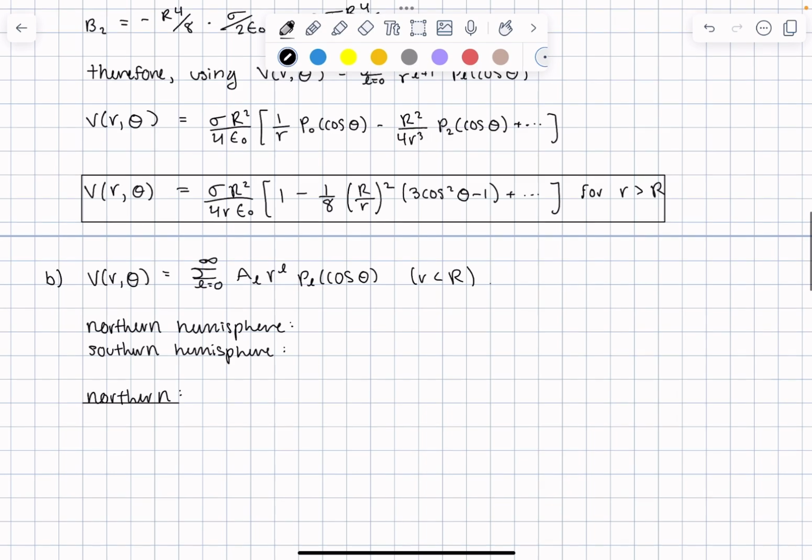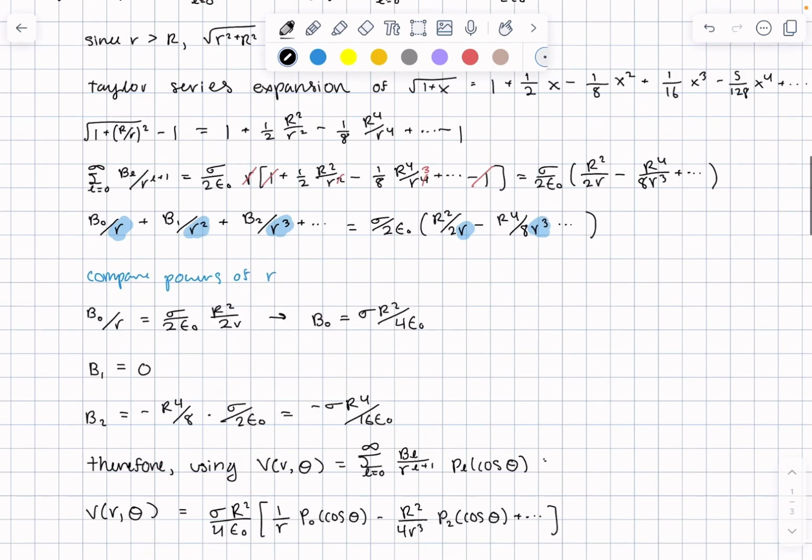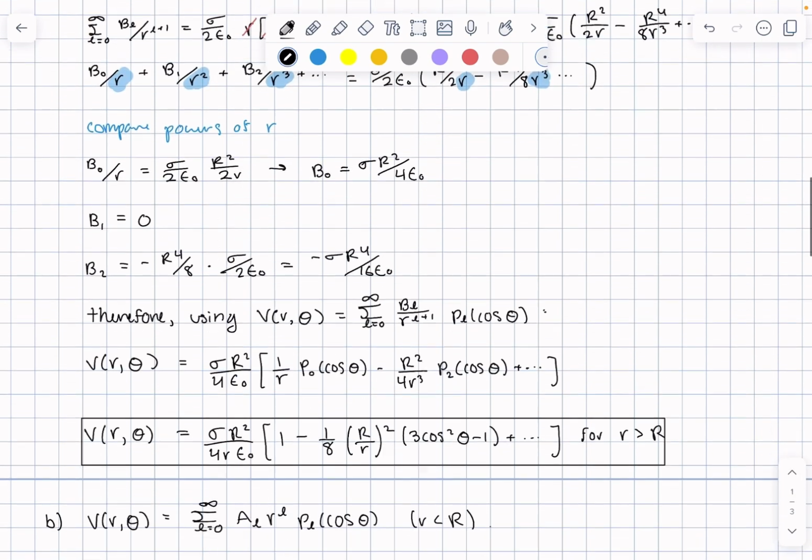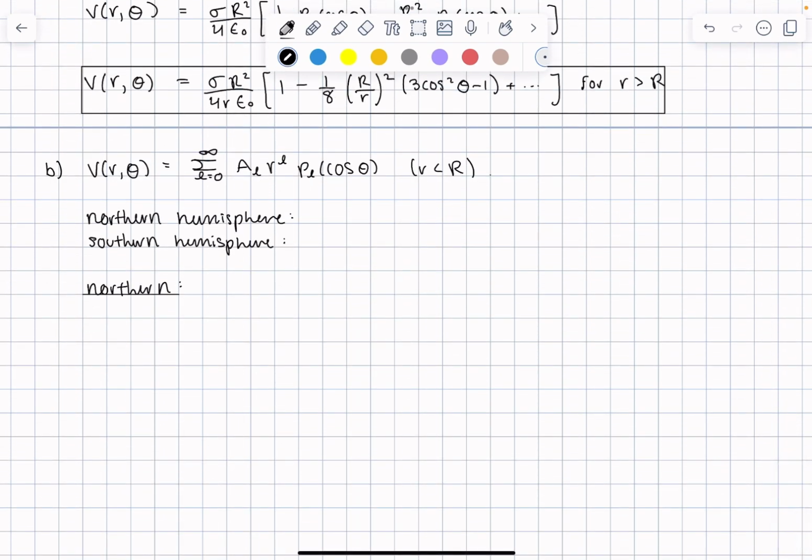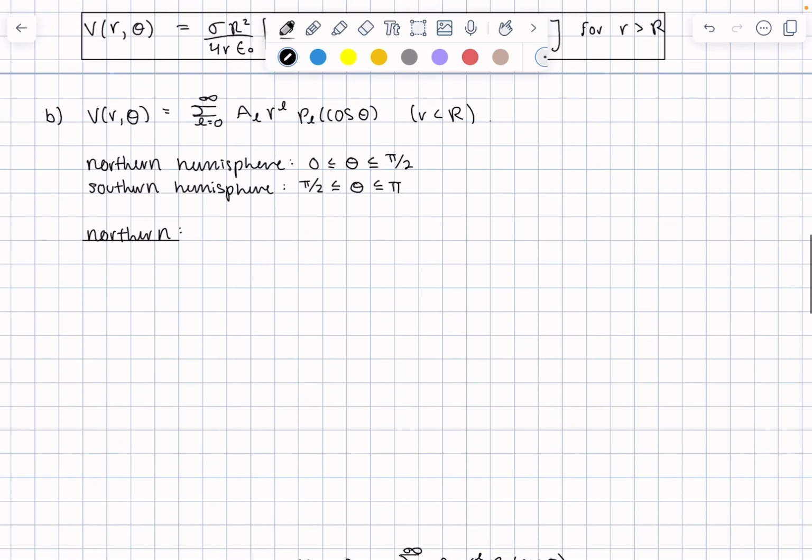All right, now for part B, we're going to be using our second equation, 3.66. So I have that written here, and we have to break it up into two parts, the northern hemisphere and the southern hemisphere. So for the northern hemisphere, we'll be looking at when theta is greater than or equal to 0 and less than or equal to pi over 2. And for the southern, it will be pi over 2 is less than or equal to theta is less than or equal to pi. So looking at the northern, we're going to do that one first.